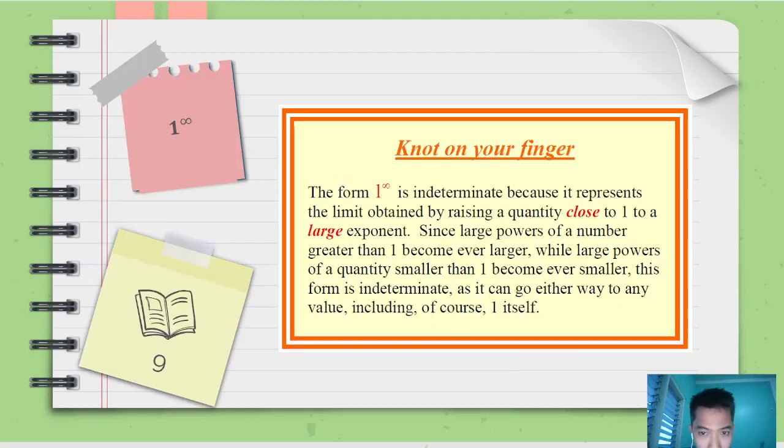Okay, next one is 1 raised to infinity. The form 1 raised to infinity is indeterminate because it represents the limit obtained by raising a quantity close to 1 to a large exponent. Since large powers of a number greater than 1 become ever larger, while large powers of a quantity smaller than 1 become ever smaller, this form is indeterminate as it can go either way to any value, including of course 1 itself. According to the rule of number, 1 raised to any number is always equal to 1.